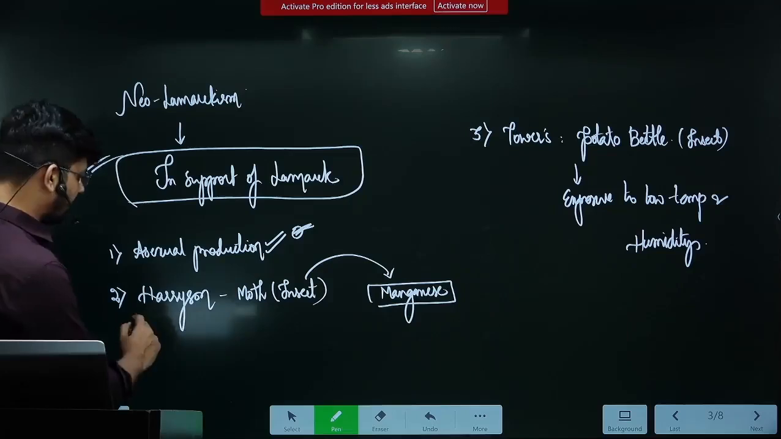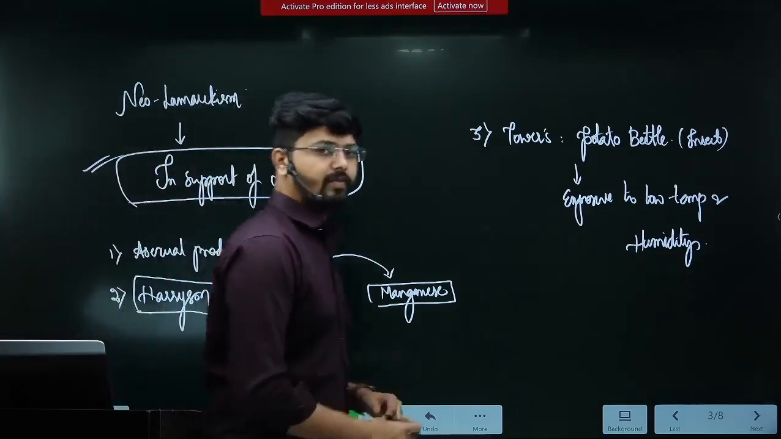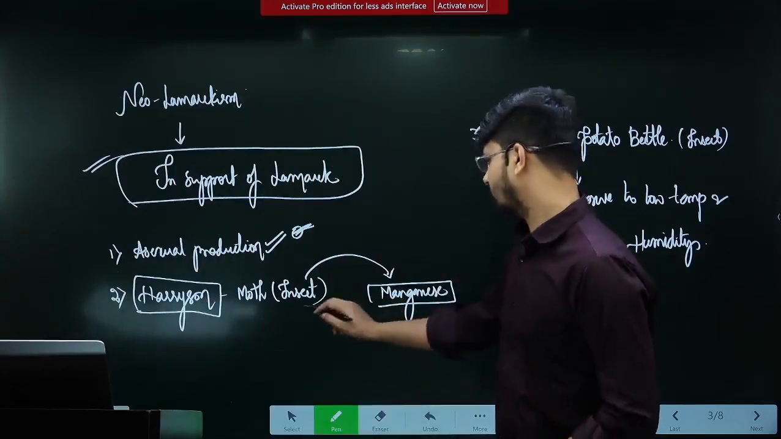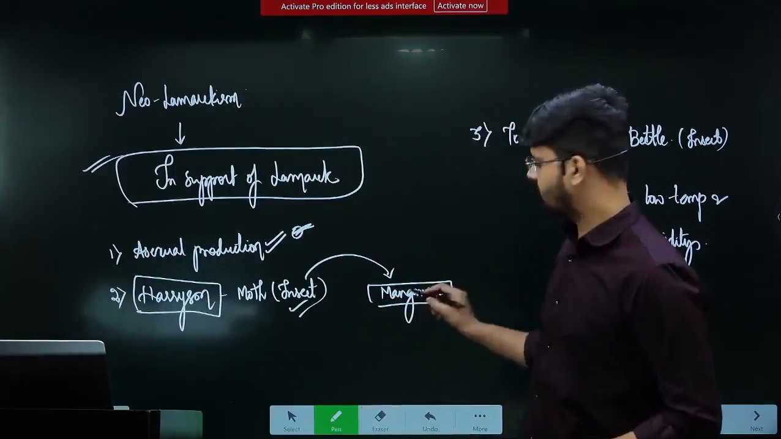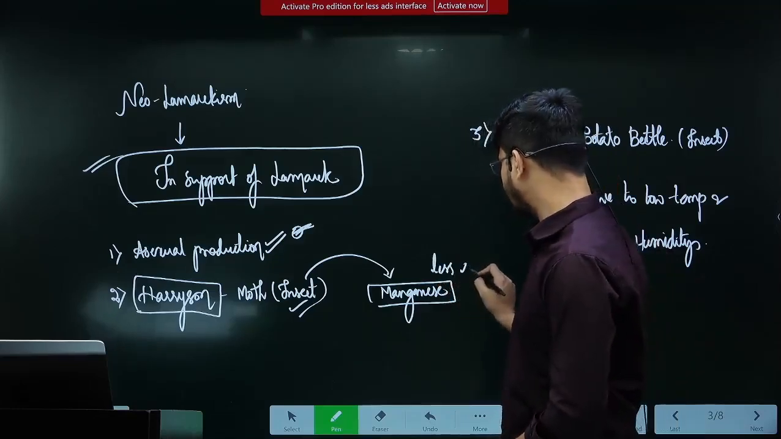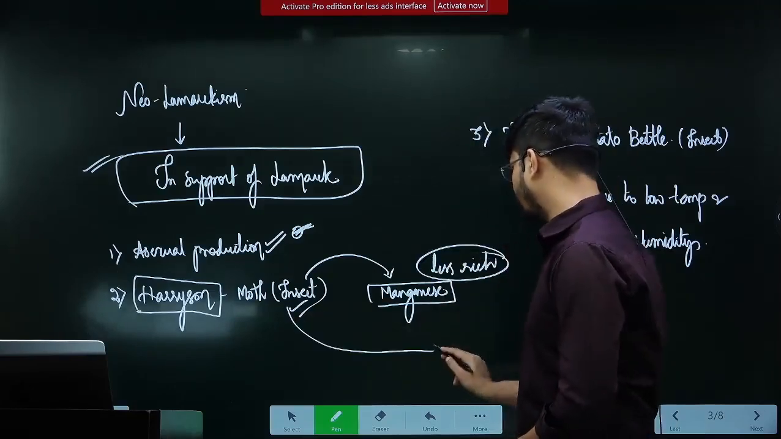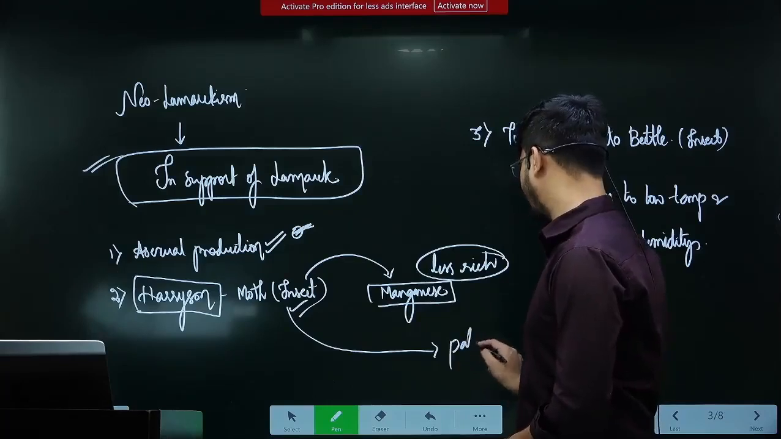If you see one more thing here, Harrison's experiment on moth. There is an insect feeding on food less rich in manganese. Because of that, it has got a pale color.